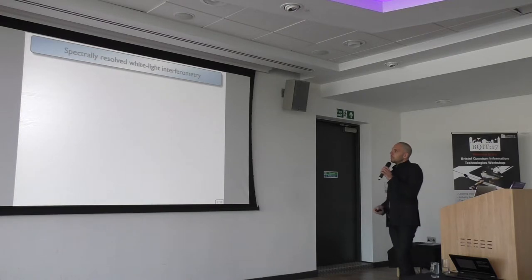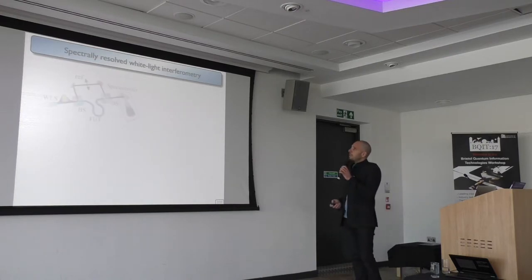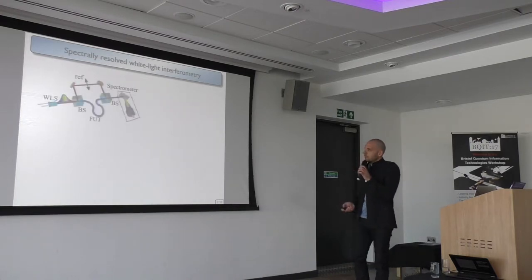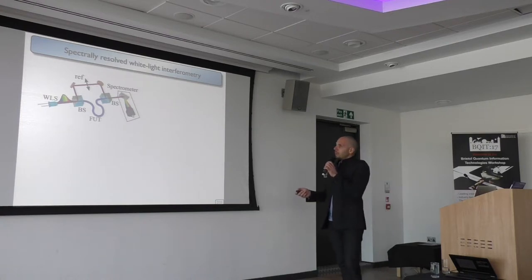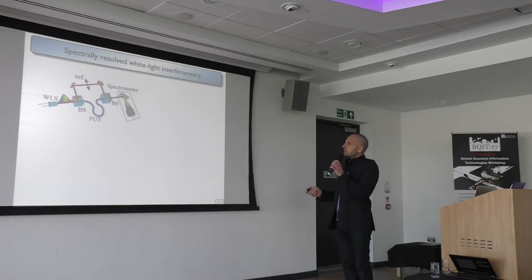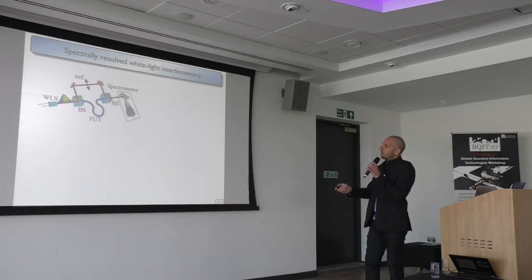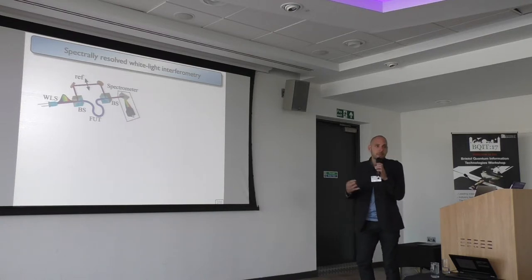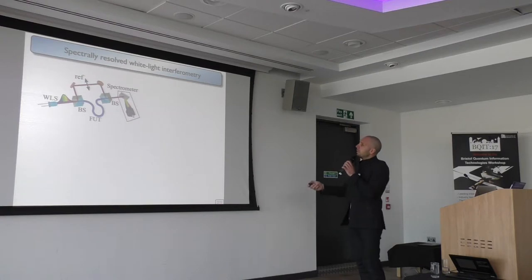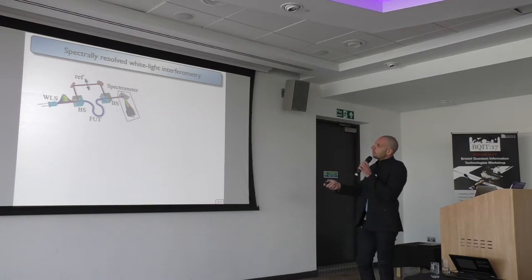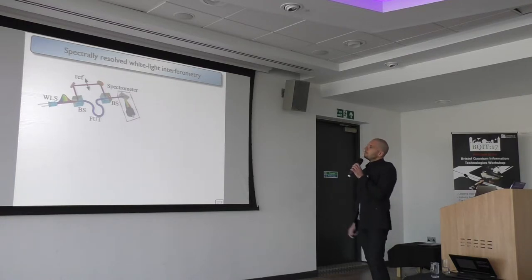So spectrally resolved white light interferometry, basically you have such a type of setup. You have a white light source that is injected into a Mach-Zehnder, or any other type, but Mach-Zehnder here, interferometer. So you have a first beam splitter. You have, for instance, if you want to make optical characterization of optical fibers, a fiber under test, and you have a reference arm here. At the output, you will combine the two signals in both arms through a second beam splitter.